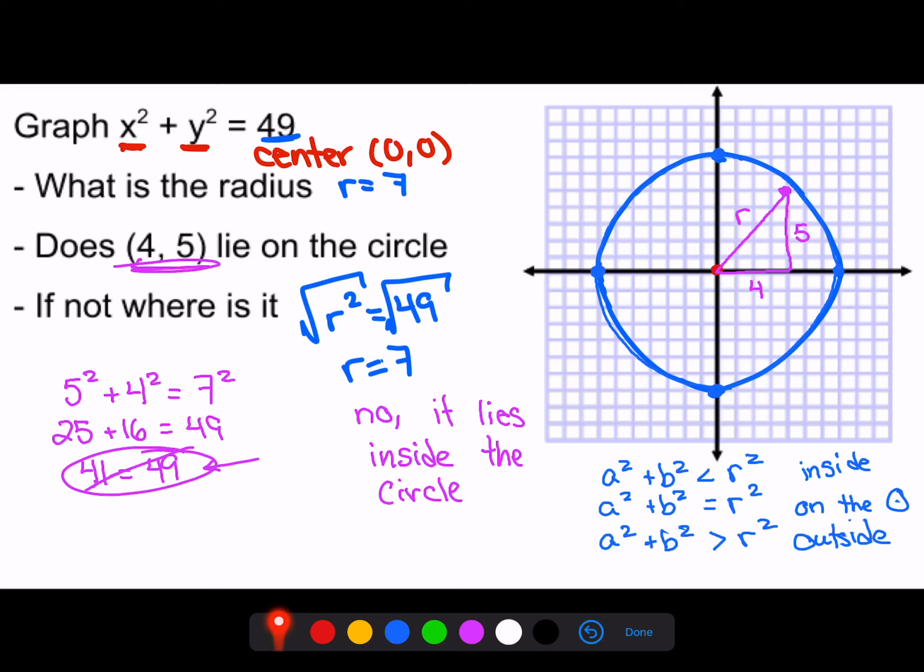So these are the hints in determining whether we're inside, on, or outside the circle. It all depends on whether those 2 points that we have, if I were to square them, are they bigger than, less than, or equal to the radius of the circle? All right, let's go ahead and keep going.